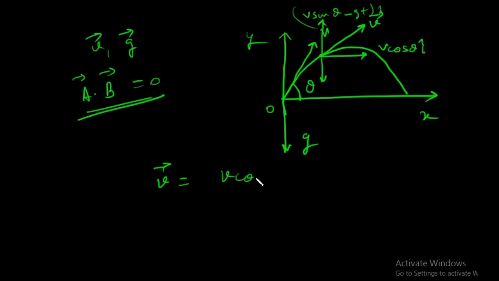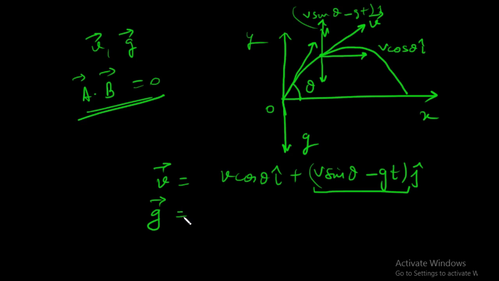So v would be v cos theta i plus (v sin theta minus gt) j. I have written minus gt because velocity is not constant in the y direction. Only in the x direction it is constant. In the y direction, gravity is acting to oppose the velocity, so there will be a decrease of velocity in a specific time interval t. So I have accommodated that.